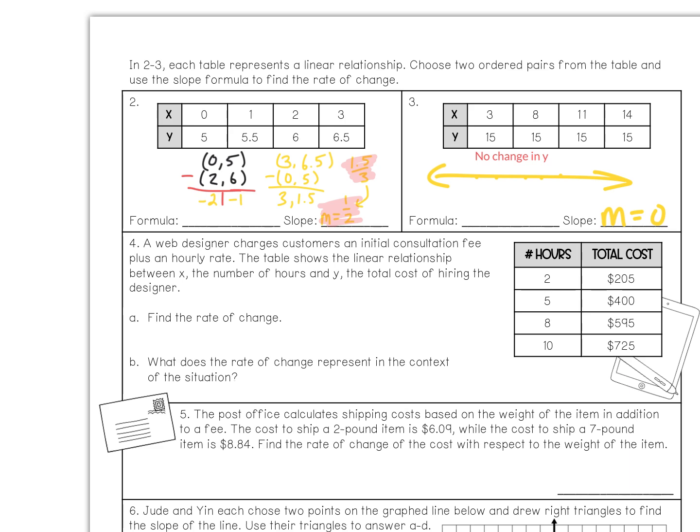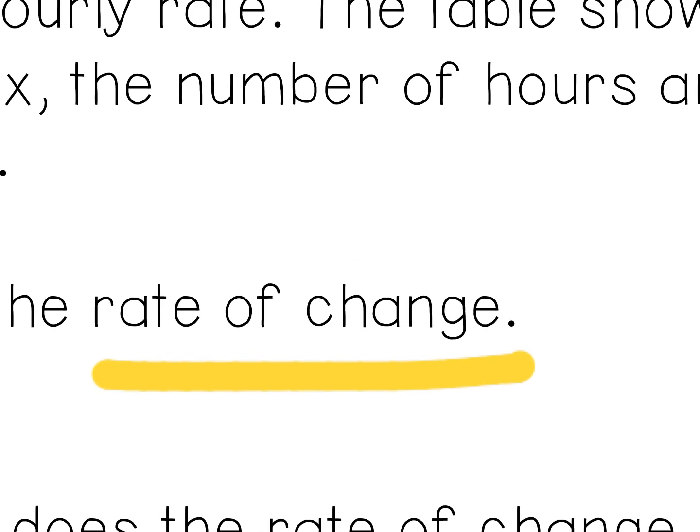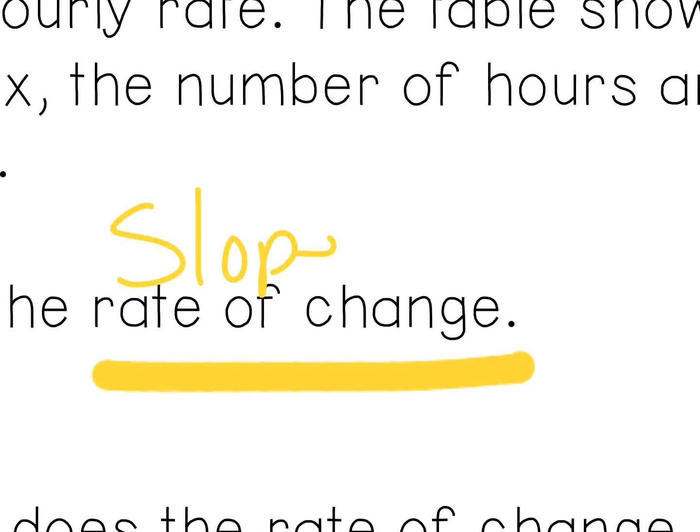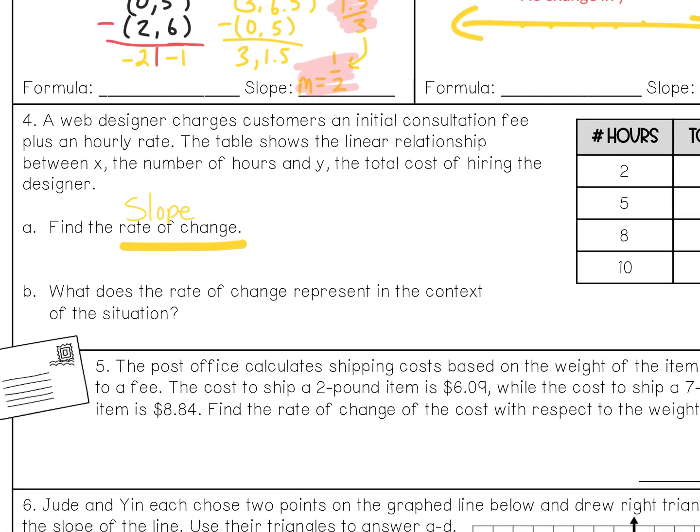Okay, so a web designer charges customers an initial consultant fee plus an hourly rate. The table shows that relationship. X is hours, Y is the total cost. We want to find the rate of change, which is just a fancy name for slope. Rate of change, fancy name for slope.